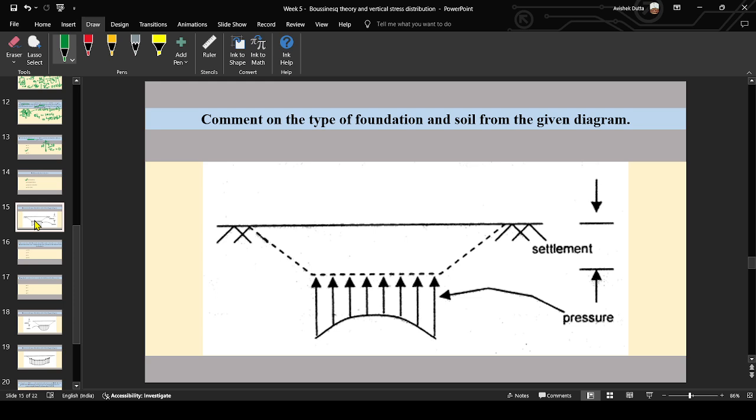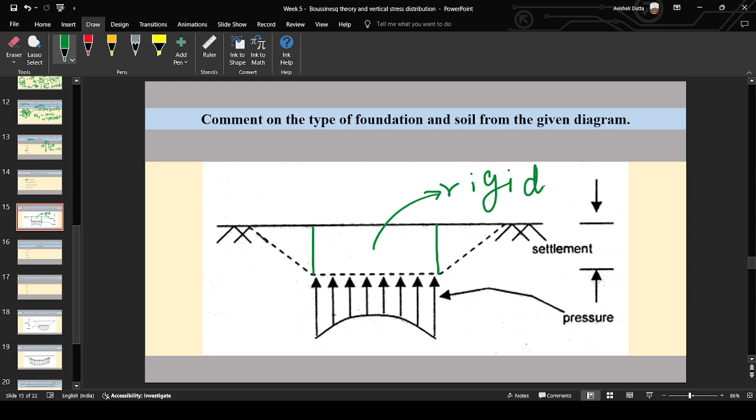Yes. Here we have settlement and pressure. So in this case, we have to find out the type of settlement and the distribution of pressure to comment on the foundation type. Now we can see over here the settlement is uniform. This is the pressure distribution. In this, the settlement is uniform, constant. If the settlement is uniform, then that means it is a rigid footing, rigid foundation.